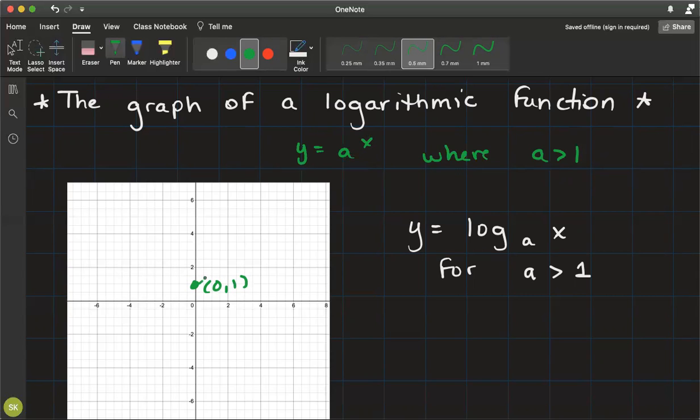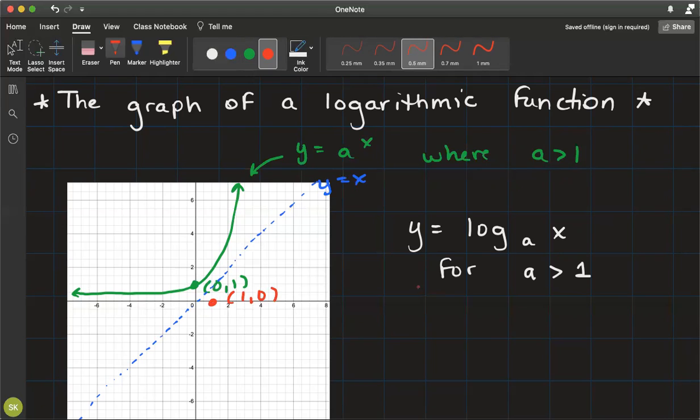And then we know that this function goes up like this, and then it heads towards this asymptote of y is equal to 0. So this is the function y is equal to a to the power x. For a logarithm, remember, the inverse function is always the mirror image of the original function with respect to this line y is equal to x. So this point here, 0, 1, now goes to 1, 0.